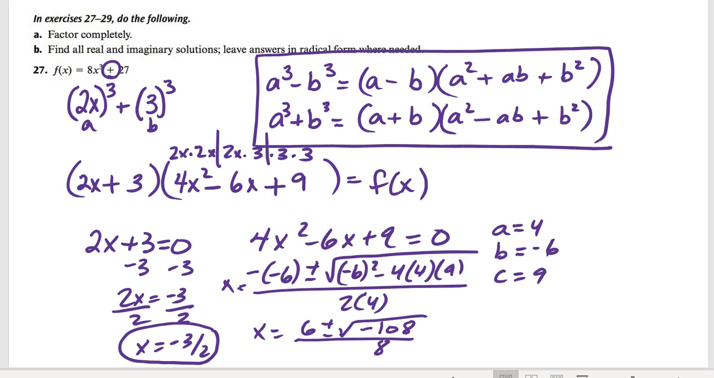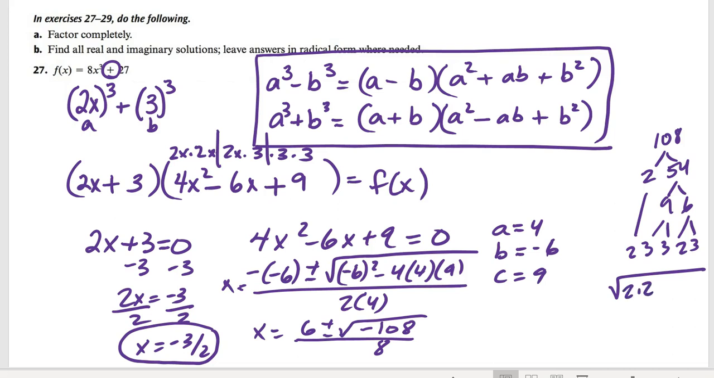Now, I get 6 plus or minus the square root of negative 108, all divided by 8. So I'm going to simplify the square root of 108. And the way I do it is I write down the prime factors. So the square root of 108 is 2 times 2 times 3 times 3 times 3. Since it's a square root, I'm looking for pairs. One number comes out, and the rest are thrown away in the group. So I get 6 square root of 3. So the square root of 108 is equal to 6 square root of 3.